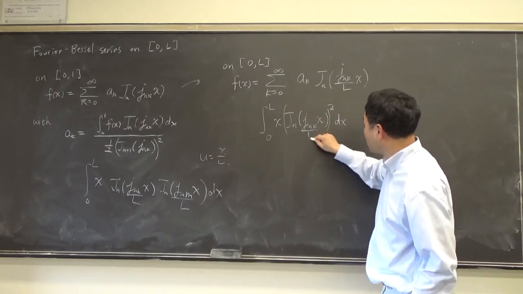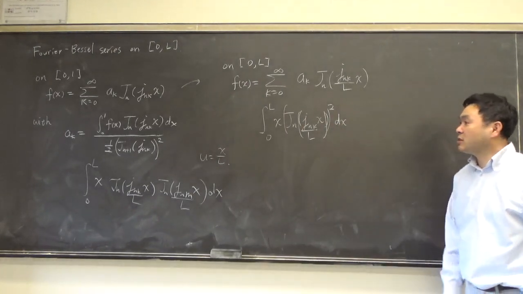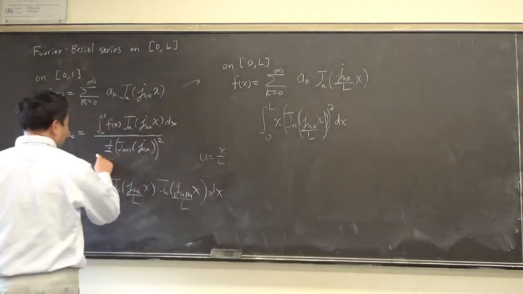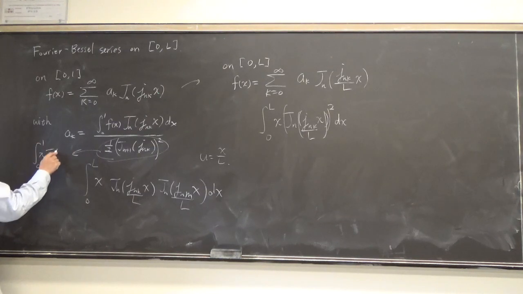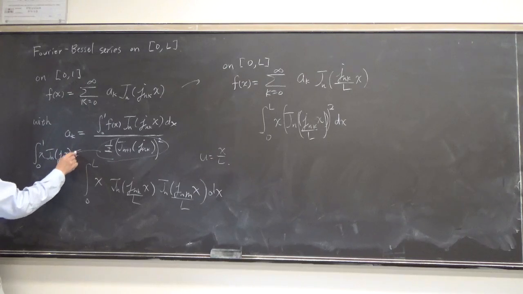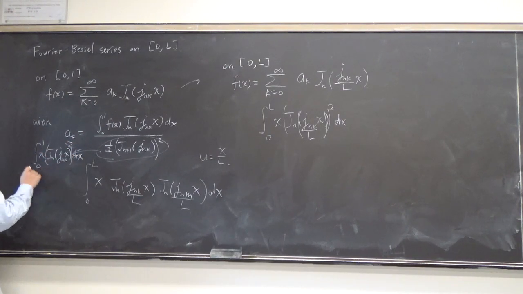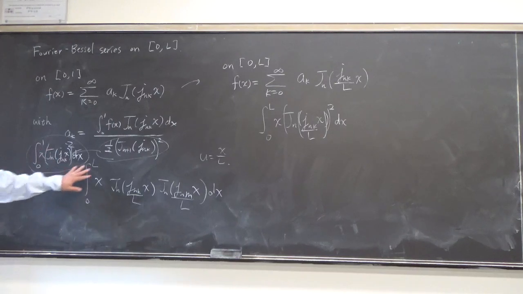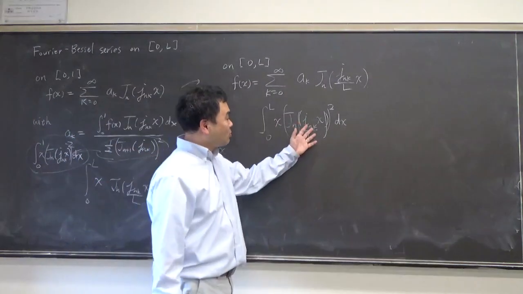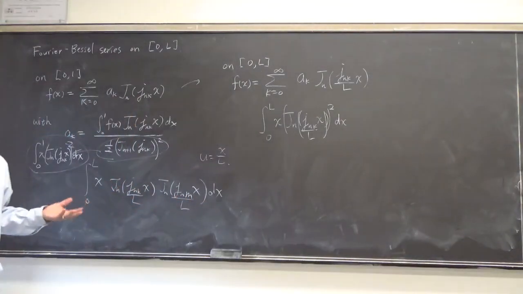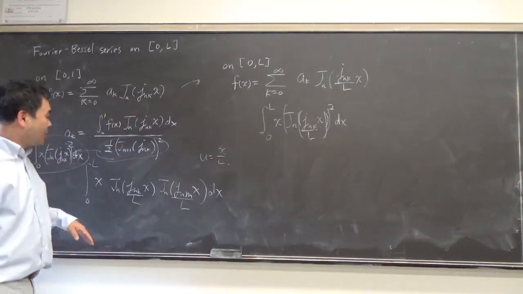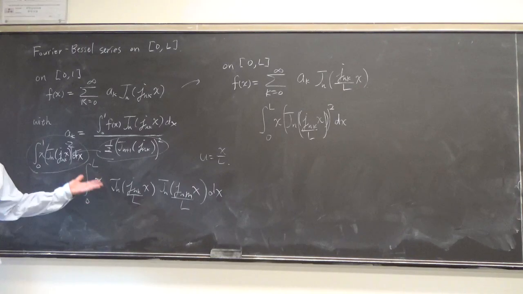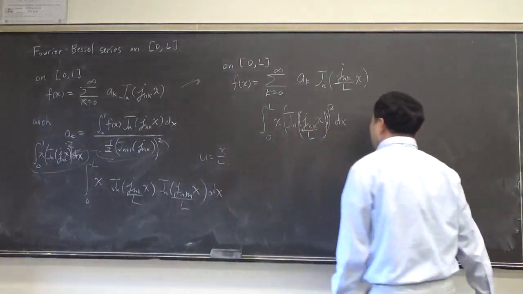Oh, there should be an L here, I forgot. I want to compute this using the fact that this is the integral from 0 to 1 of x J_n(j_nk x) squared dx. Okay, so using the fact that this value is this, I want to compute this one by doing a change of variables. And it's very basic, something that only requires calculus 2 knowledge. So I just want to show you how this is done, and I'll leave this one to you because it's very, very straightforward. Okay? All right, so let's do that.